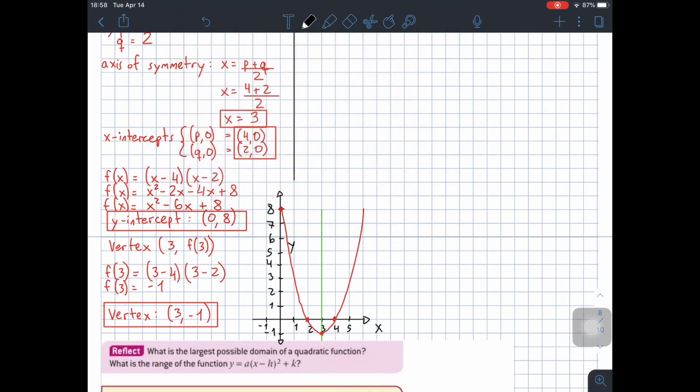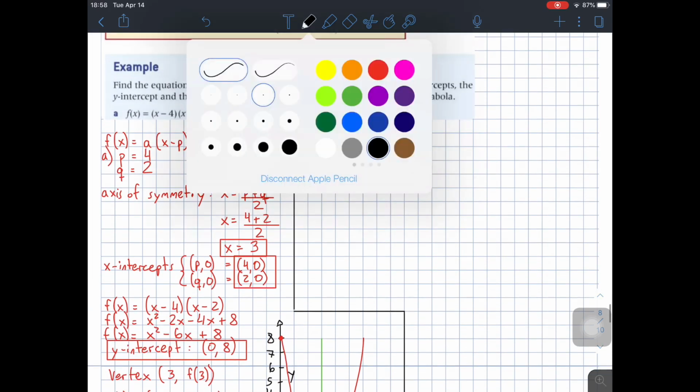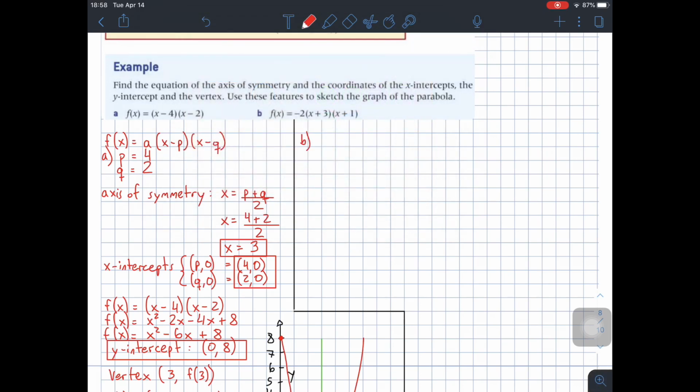Okay, so that's it. Then we have part B, which I'm gonna make the division here. For part B, we will do the same thing. f(x) is -2 times (x + 3) times (x + 1). Let's first write the general form, a times (x - p) times (x - q). This is also given in factored form.